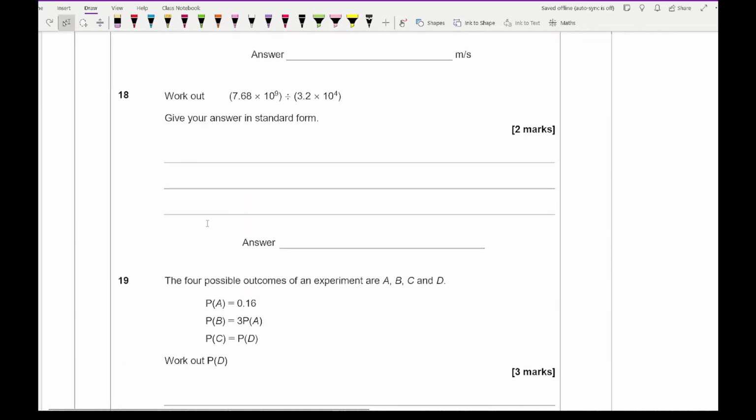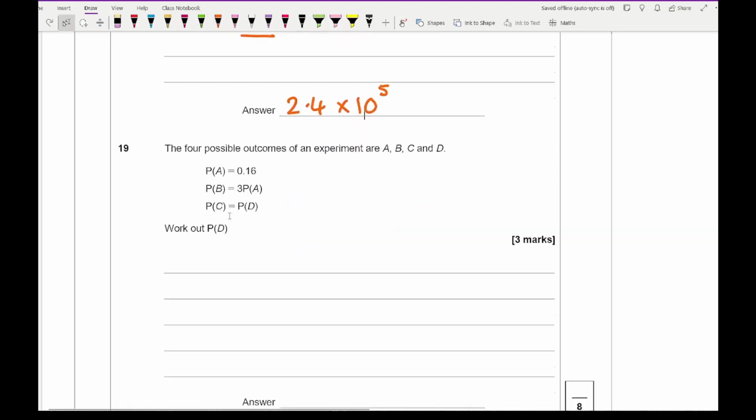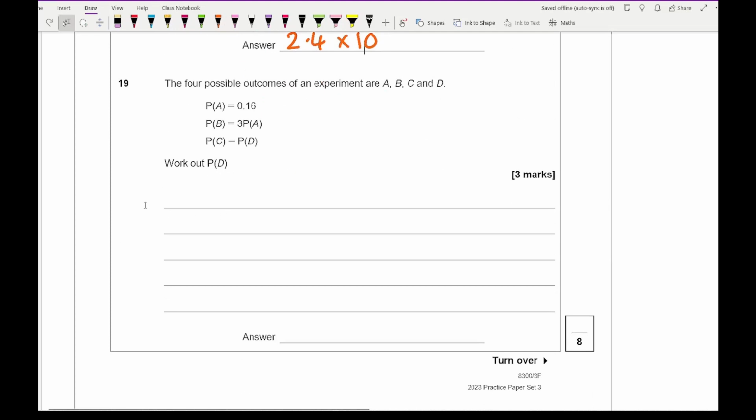Then moving on to question 18, we just want to type this into our calculator using standard form. And if I type that all into my calculator it reads 240,000. Now we want to convert this into standard form. So this is a number between 1 and 10, multiplied by 10, and then just count the number of decimal places, 1, 2, 3, 4, 5, and it's going to be a positive 5 because it's a big number.